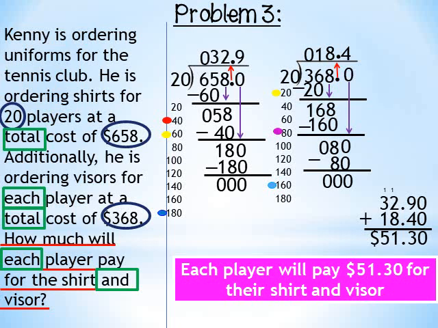So the shirt costs $32.90, and the visor costs $18.40. So I'm going to take my $32.90 and my $18.40, and I'm going to add those two together. And I'm going to get a grand total of $51.30. So each player will pay $51.30 for their shirt and visor.